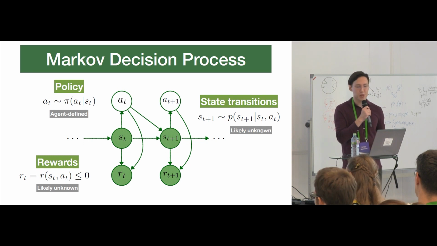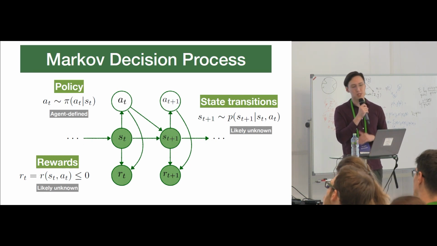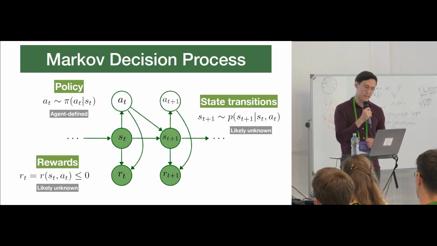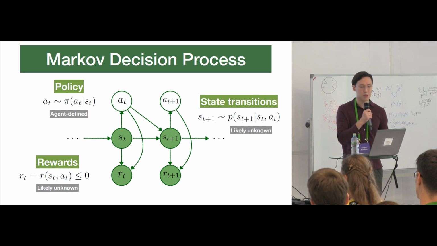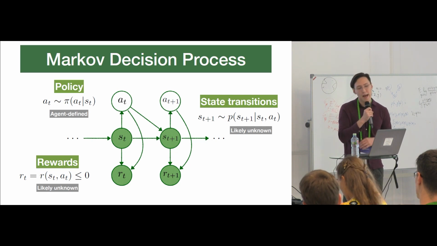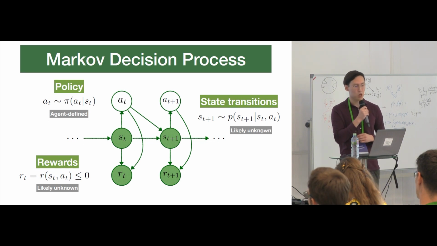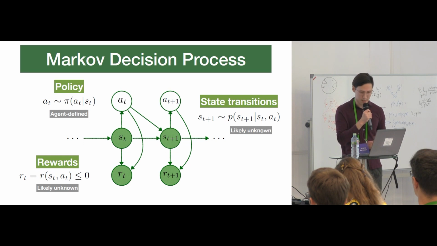And after we transit into a new state at t+1, we also receive a reward. So the reward, we will assume, depends only on the current state and current action. Again, this reward model is unknown to us. We can only receive these rewards from the environment, but we don't know how they're computed. If we want to know, we need to learn this reward model ourselves.